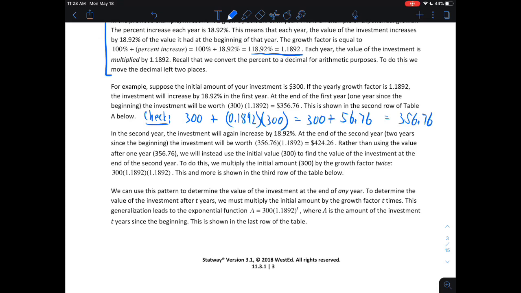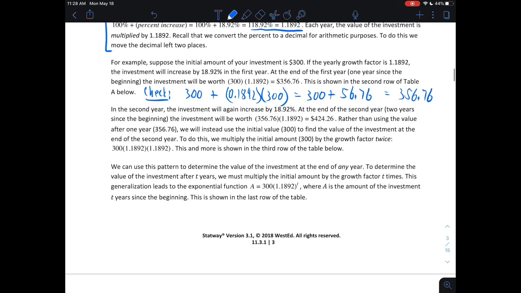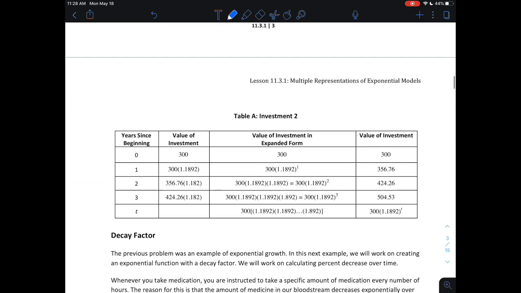How would they do this? We multiply the initial amount 300 by the growth factor twice. So you multiply by 1.1892 and then you multiply it again by 1.1892. This and more is shown in the third row of the table below. So if we take a look at the third row of the table, you can see that's right here.